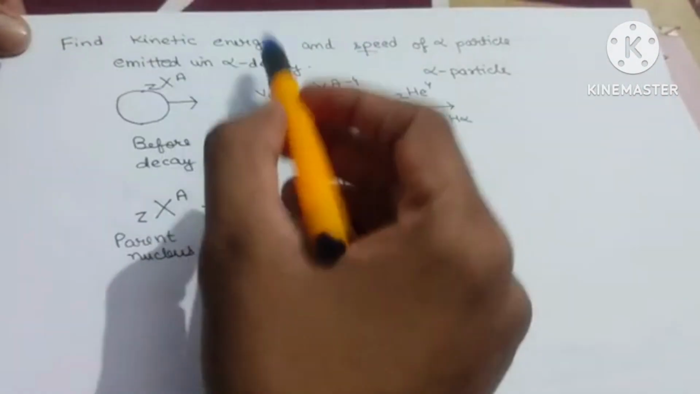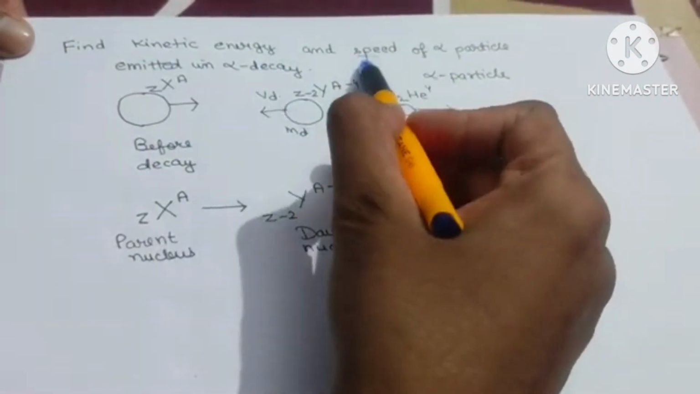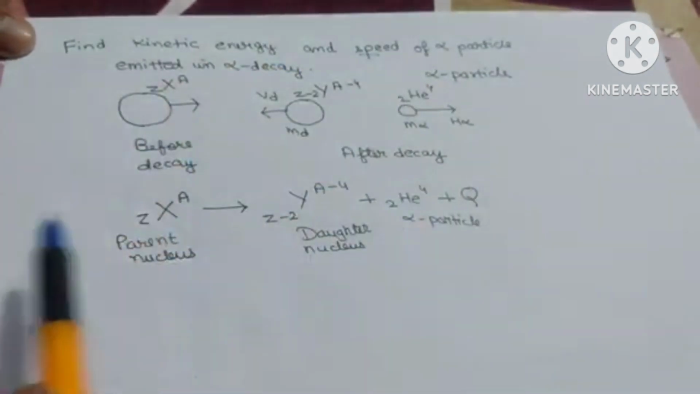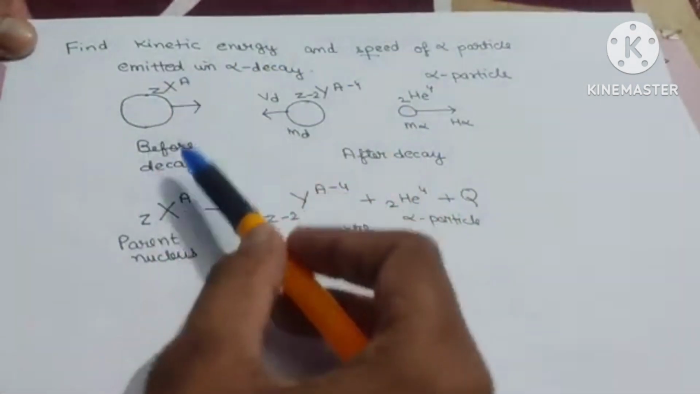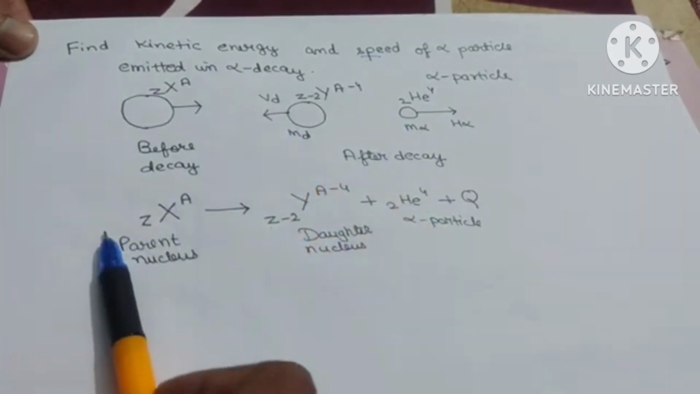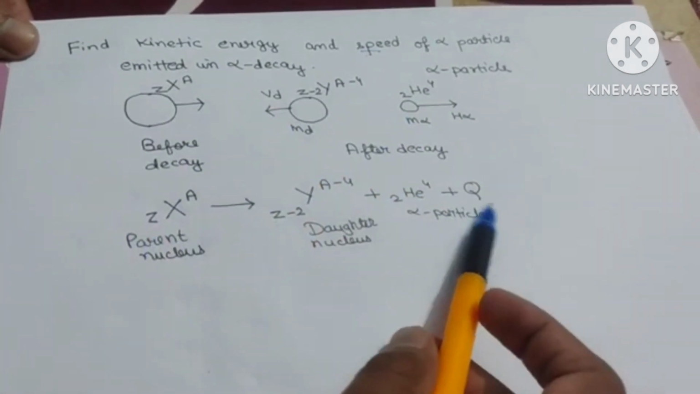Hello friends, today we'll find the kinetic energy and speed of the alpha particle emitted in alpha decay. This is a concept of collision. This is before decay, this is after decay. This is the parent nucleus, daughter nucleus, alpha particle, and Q energy released.